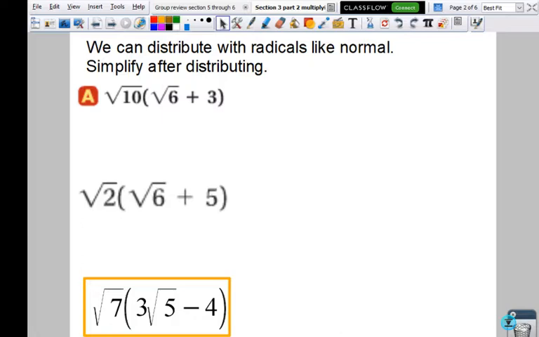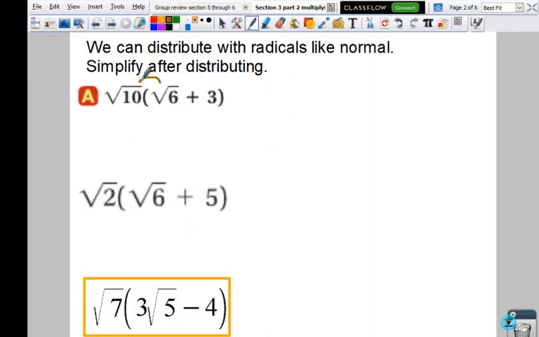So, we're going to be multiplying square roots today, which we've done before. It'll just be a few more steps this time around, but it's not going to be that big a deal. So I've got square root 10 outside here, and then I've got parentheses square root 6 plus 3. What do I do when I have something outside parentheses? Outside. Multiply.